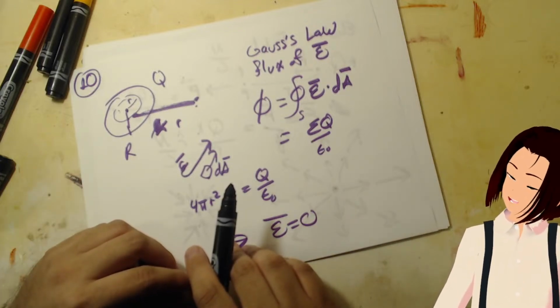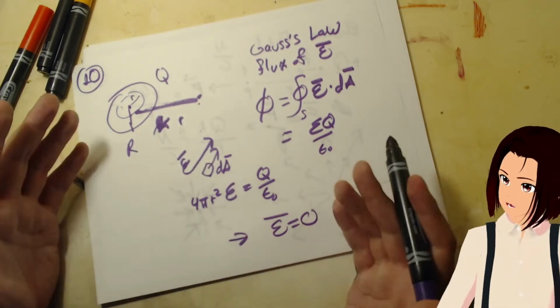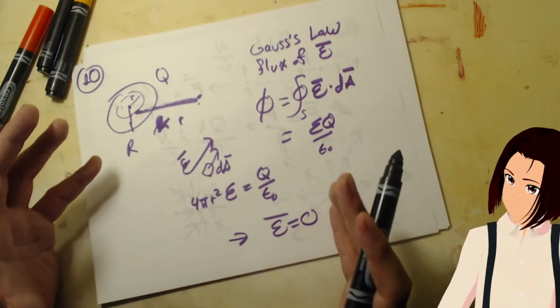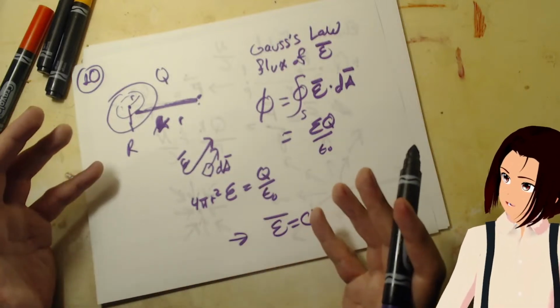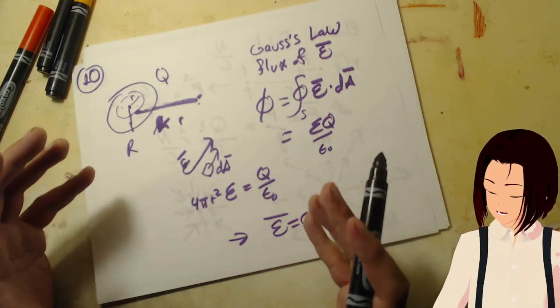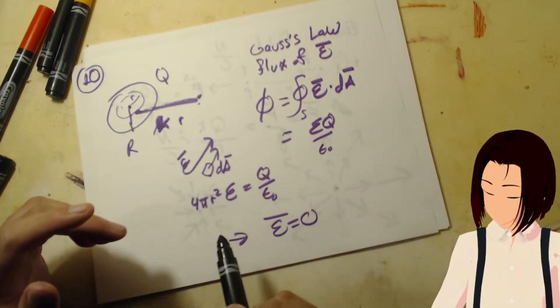The reason why it's 0, think about it. All the charge on the sphere is canceling everything else out. The uniformly distributed charges each individually contribute to the E inside the sphere. I mean, the electric field.